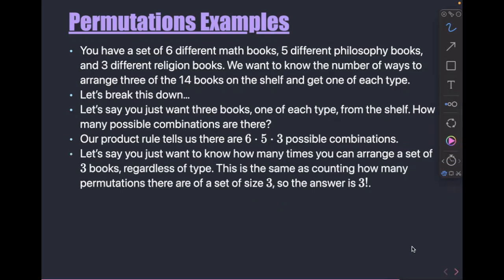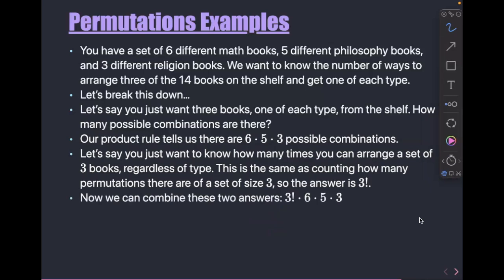So if I just wanted to see how many times I could arrange a set of 3 books, regardless of type, this is just the same as counting how many permutations there are, right? So if I just wanted to see the ways I could order these 3 different types of books, I would just do 3 factorial, right? This would be my ordering of my 3-tuple, which is basically what I was just talking about. This was MPR, RPM, all of these combinations. That's what I want to see how many possible permutations there are.